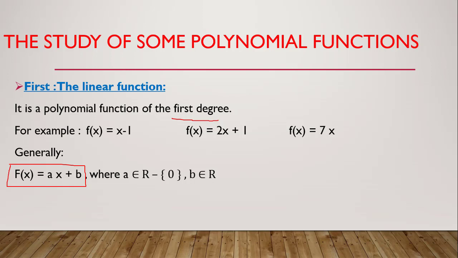Okay, so here this function is from the first degree, and we call it a linear function in the form of ax plus b. f of x equals ax plus b, a any number except 0 and b belongs to the real numbers. We call it a linear function because if you draw it, you will get a straight line. Okay?